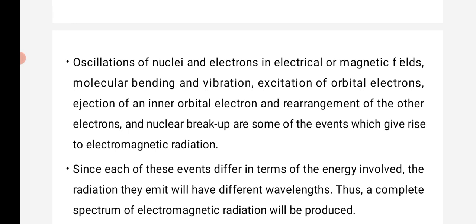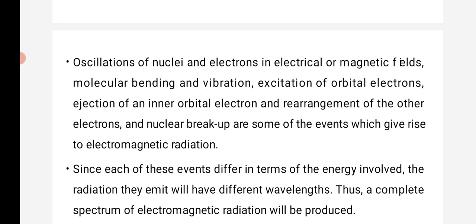Next, oscillations of nuclei and electrons in an electrical or magnetic field, molecular bending and vibration, excitation of an orbital electron, ejection of an inner orbital electron and rearrangements of other electrons, and nuclear breakup are some of the events which give rise to electromagnetic radiation.